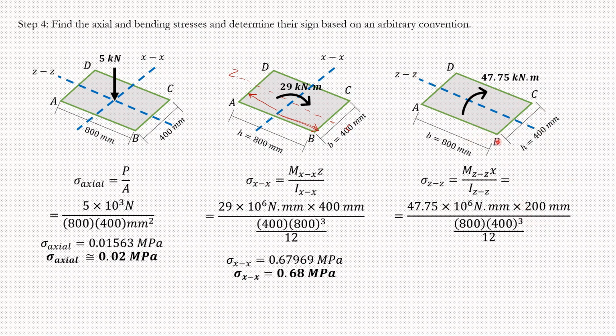And for the moment of inertia, again, I know the base is always parallel to the axis that you're evaluating. In this case, your base will be 800. So 800 times 400 to the power of 3 over 12, again BH cubed over 12. And at the end, you're going to get your value as 2.24 MPa.